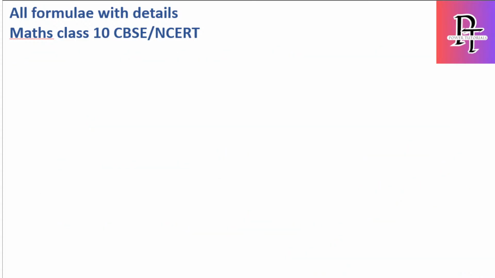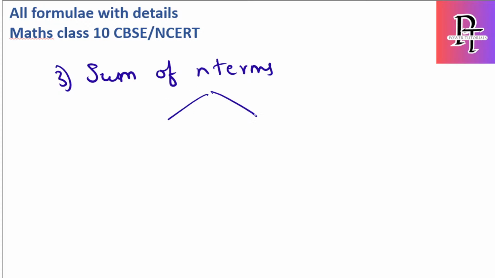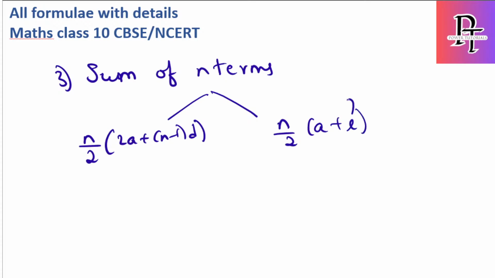Okay, and then we have the third formula, which is the sum of n terms. For this we have two sub formulas I can say. For the sum of n terms, the first formula is n by 2 into 2a plus n minus 1 into d. The second formula is n by 2 into a plus l, where l is the last term. If the question provides you the last term and first term, you can directly use this formula to get the sum of n terms. If they have not provided it, then you can use the other formula.